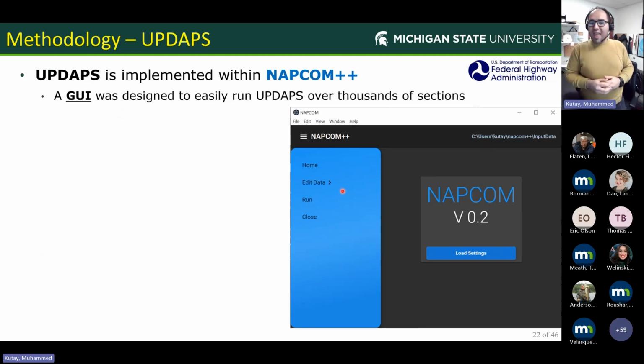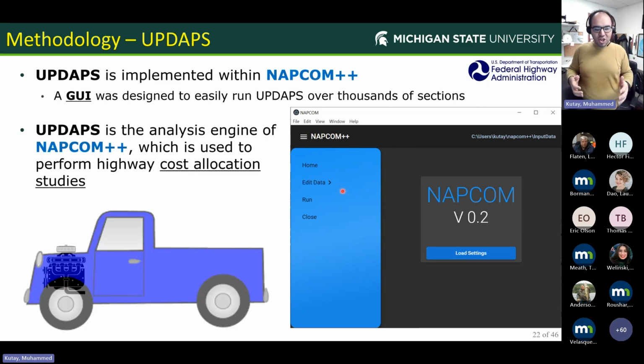I want to emphasize NAPCOM as well, because UPDAPS is implemented into the NAPCOM++ model. NAPCOM++ is a graphical user interface designed to easily run the UPDAPS over thousands of sections, and it is very user friendly and easy to use. If you think of UPDAPS as the analysis engine of the model, NAPCOM is the whole truck. We usually use NAPCOM to perform highway cost allocation studies.